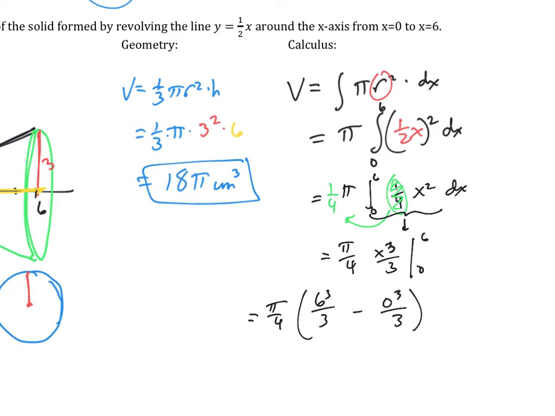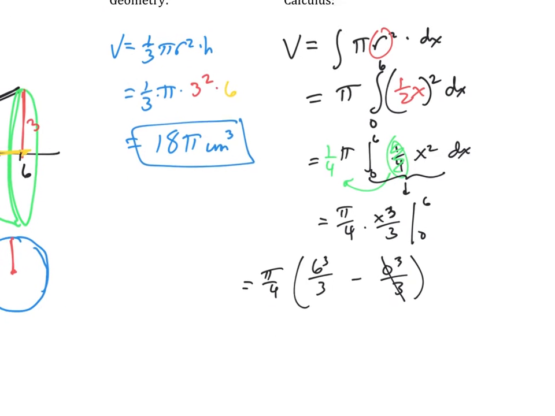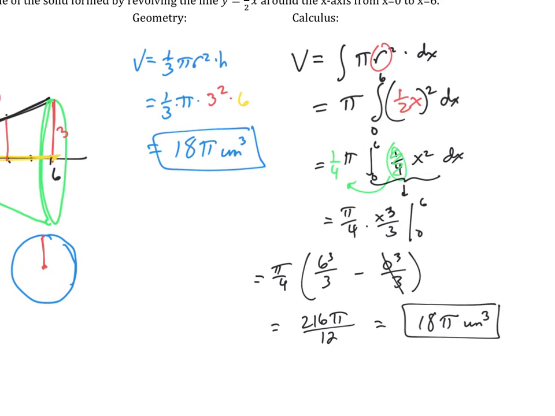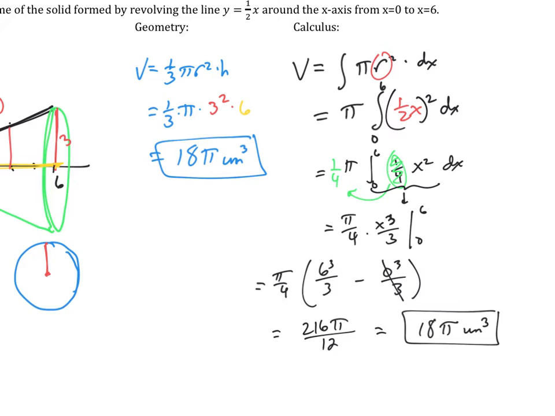Fundamental theorem of calculus, plugging in my antiderivative. You could multiply the pi over 4 as you go, or keep it out front using parentheses. 0 cubed is 0, so I have on the left side 6 cubed divided by 3. Holy smokes, I think that's 216 for 6 cubed. Over 12, 216 divided by 12, you can check me. But I am absolutely getting 18 pi cubic units. So I'm hoping that I have convinced you that we have a valid method here at this point, because we are about to enter the world of geometry fails, and I got to use some calculus.